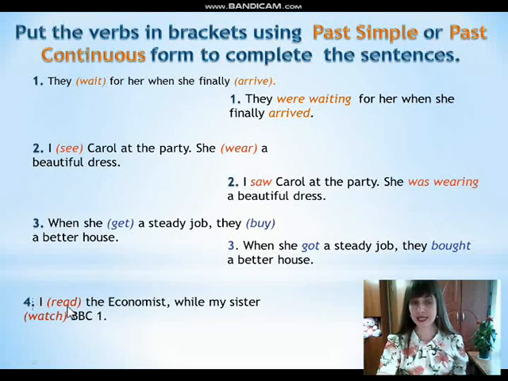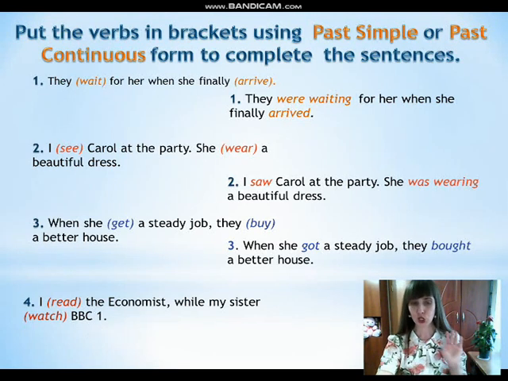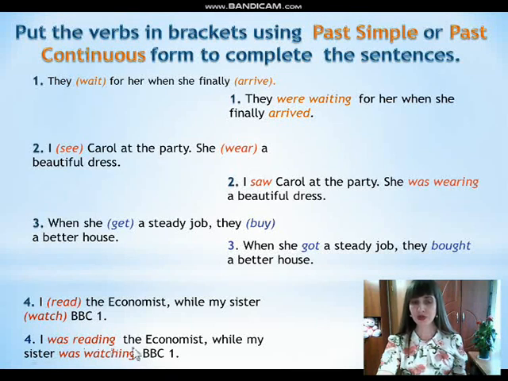Example number 4, sentence number 4. I read The Economist while my sister watched BBC One. So, in the first sentence, we have two past actions that happen at the same time. The keyword, the same time. So, two actions at the same time. And we should use past continuous in this sentence. Let's have a look at the correct example. I was reading The Economist while my sister was watching BBC One.